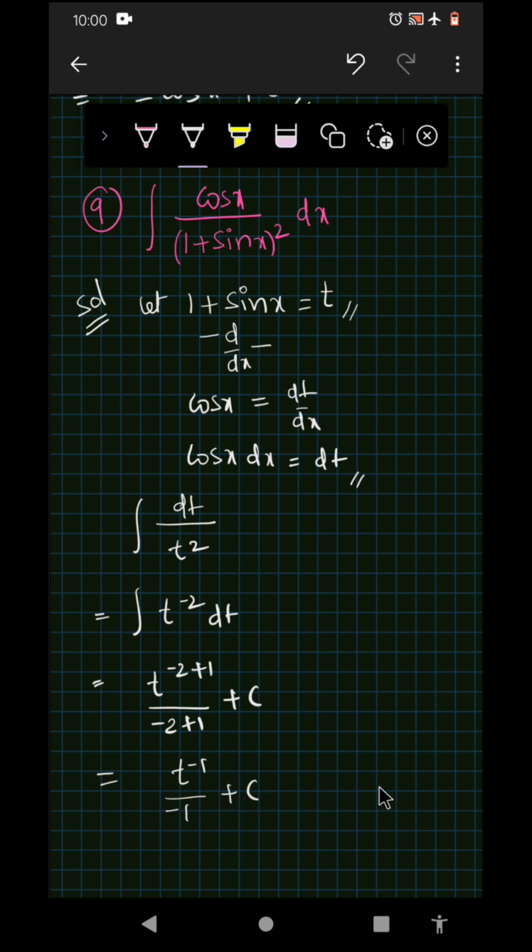So we can write it as minus 1 by t plus c. So now what is the t value here? We have taken t is equal to 1 plus sin x, so minus 1 by t is minus 1 by 1 plus sin x plus c. So this is the answer for the given problem.